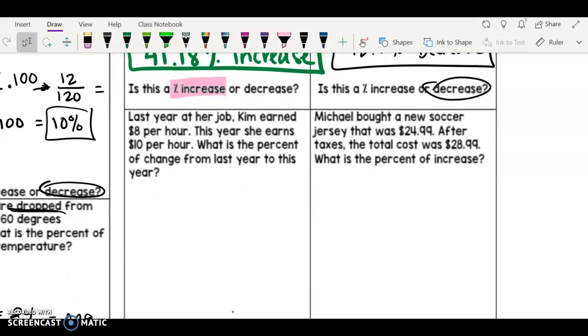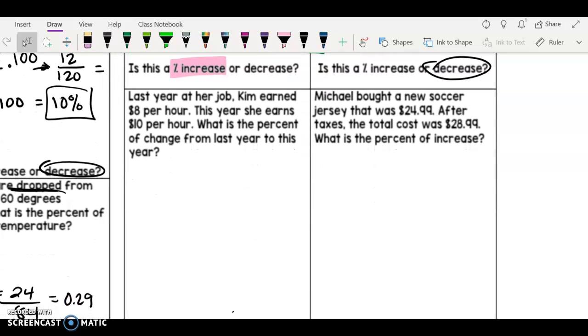Awesome, let's do the next one. Last year at her job, Kim earned $8 per hour. So last year, this is the OG, this is the original. And then this year, she earns $10 per hour. So she got a raise. That's exciting. Everyone likes more money. So what is the percent of change from last year to this year?